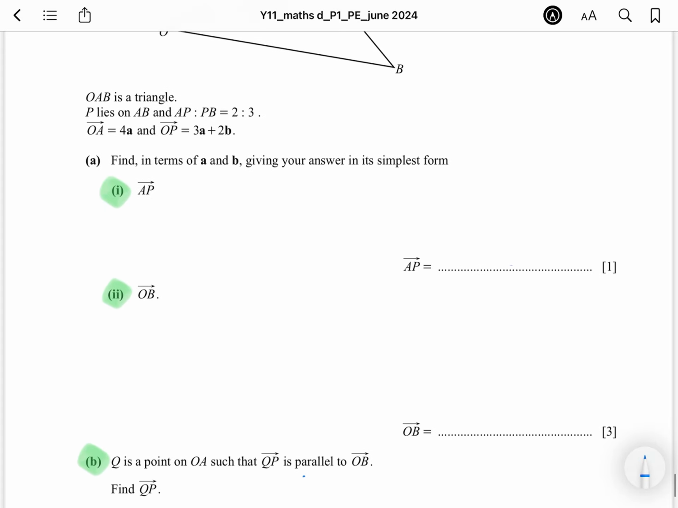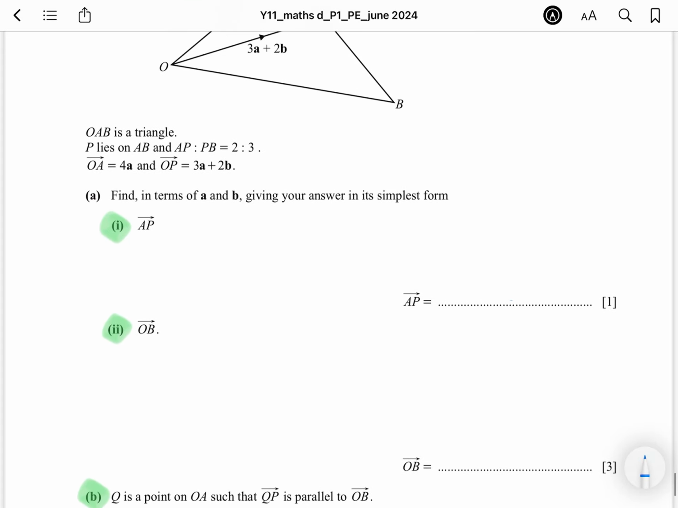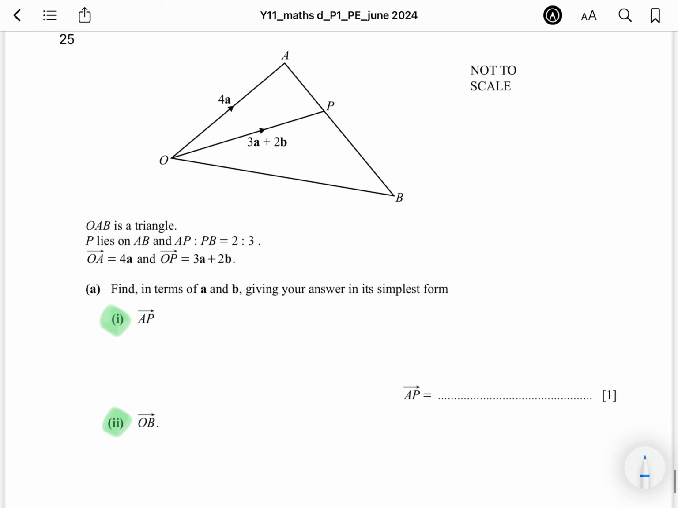Okay. Last one here on vectors. OAB is a triangle, P lies on AB and AP to PB is 3 to 2. So let me just put that. This is not the length, but this is the parts, the ratio. Okay, 4A and 3A plus 2B is given in the diagram. That should help a lot.